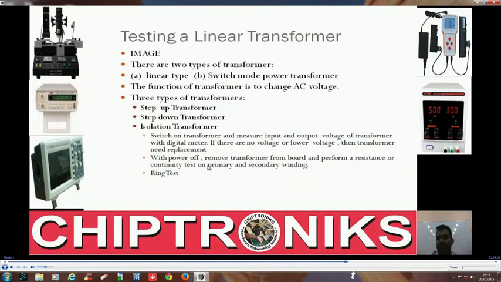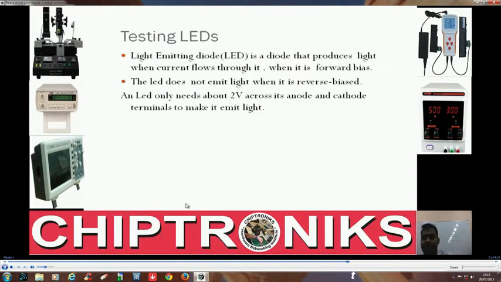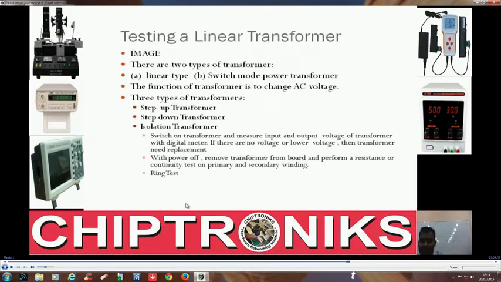So I'm hopeful that you are understanding the various testing ways. Let's repeat it once again. For a transistor, we have to check the junction potential between emitter and base and between collector and base. And in any good transistor, the junction potential between emitter and base will always be higher than the junction potential between collector and base. Similarly, an LED will light when it is forward biased.